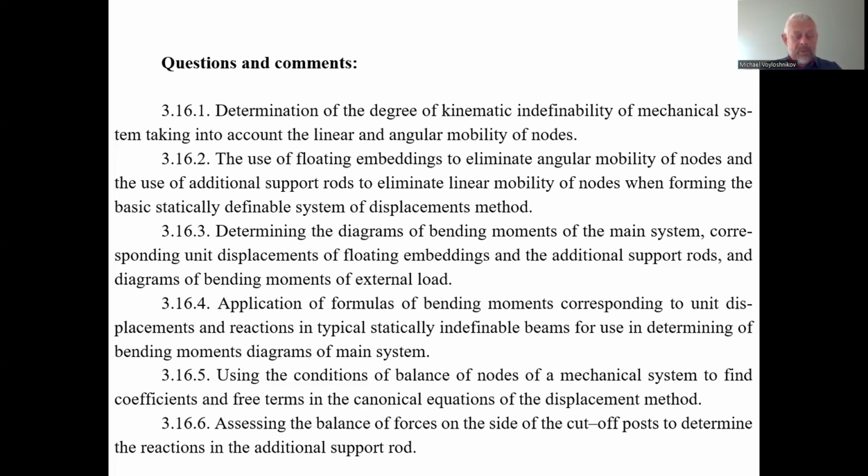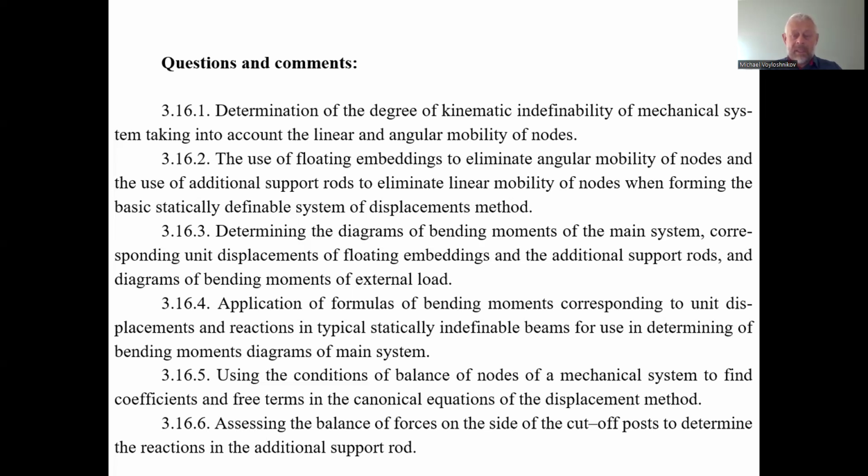3.16.5, using the conditions of balance of nodes of a mechanical system to find coefficients and free terms of canonical equations in the displacement method. The coefficients, I mean the factors of the summands of the canonical equations, finding the displacements as unknown variables for decision of statically indefinable mechanical systems. These factors we can find by the method of cutting the nodes of the main system and considering the balance of the moments and forces acting on the nodes.